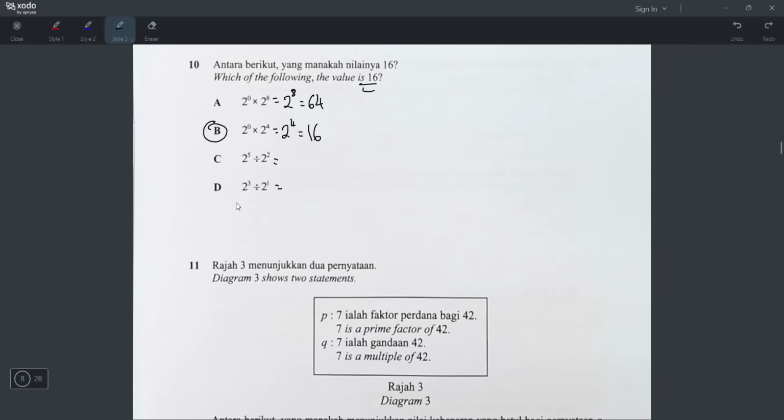Let's do C and D also. 2 power 5 divided by 2 power 2 will be 2 power 3, because same base divided, so the power is subtracted. 2 power 3 is 8. Next one, same base also, and divide, so the power is subtracted. So 3 minus 1 gives you 2, and 2 power 2 is 4. As you can see, there's only one 16 here, so that one is the answer. That's all.